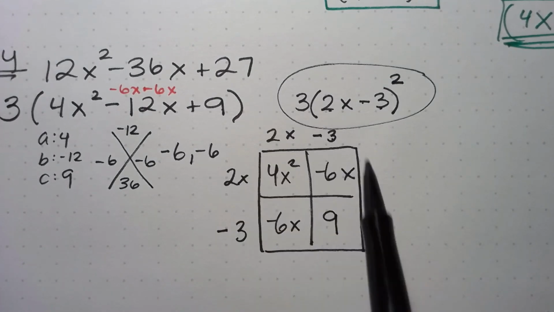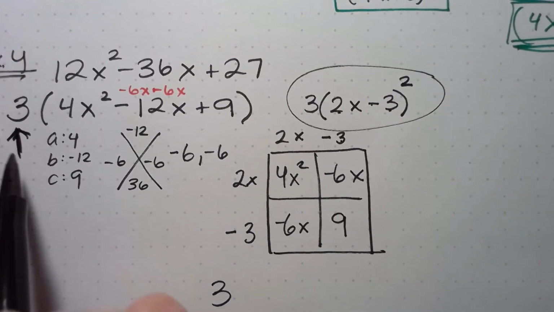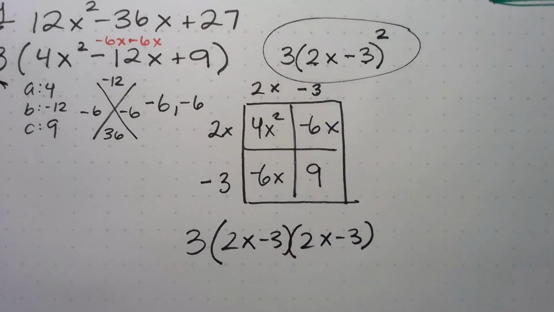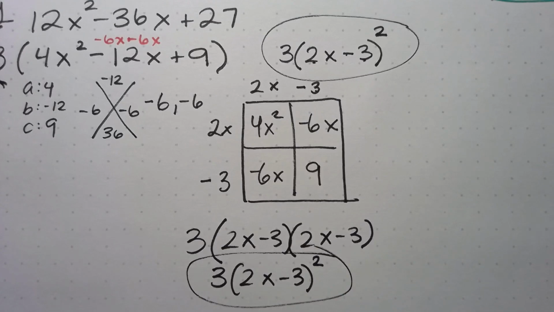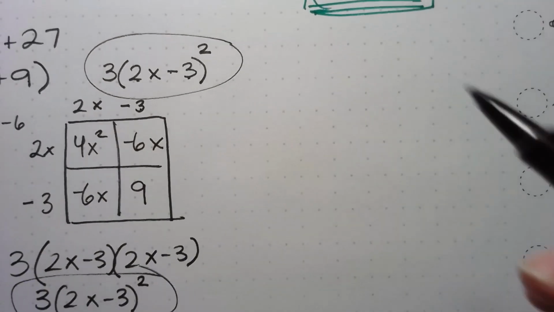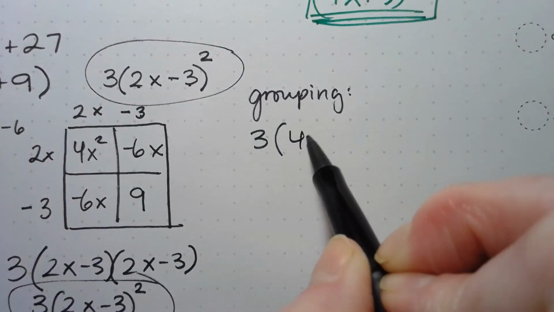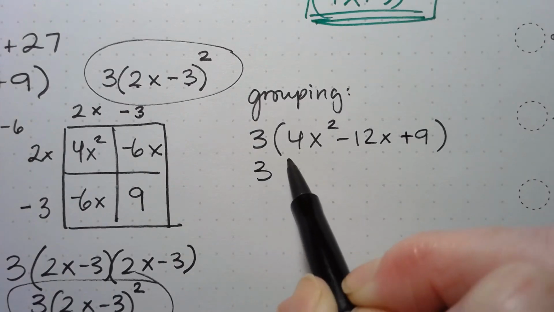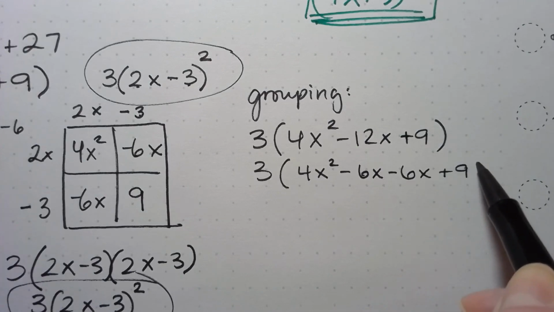So what I get from my area model, don't forget the 3 that we divided out from the beginning. Do not forget that. Okay. 2x minus 3, 2x minus 3, which becomes 3 times 2x minus 3 squared. Okay, let's do the work with the grouping method. 3 times 4x squared minus 12x plus 9 becomes 3 times 4x squared minus 6x minus 6x plus 9.